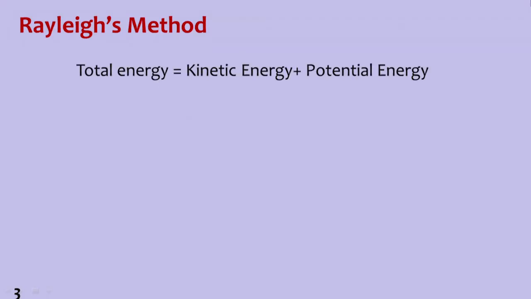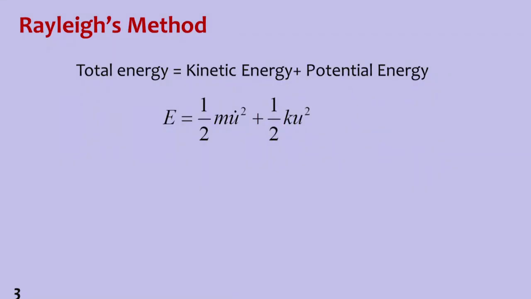First, let us discuss Rayleigh's method. This is dependent on energy. If we look at the total energy, we already know that total energy is the combination of kinetic energy of a vibrating system plus potential energy of the system. So, potential energy and kinetic energy together is total energy. If we write the equation for that, it will look like this.